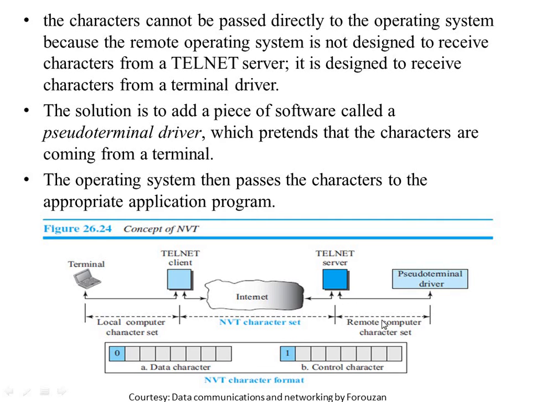NVT characters will again be converted into the remote computer's character set, and this pseudo terminal driver will convert them into actual characters. These actual characters will identify the appropriate application, and you will get access to that application. This NVT character set comes in two formats: the first one is the data character and the second one is the control character. The NVT character set is 8 bits for both formats. The data character starts with a 0, and the control character starts with a 1.